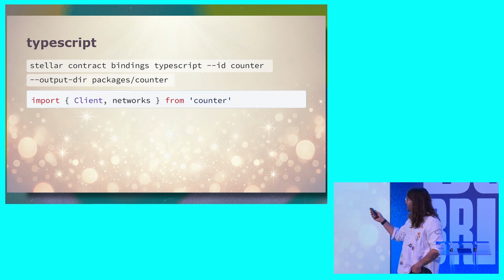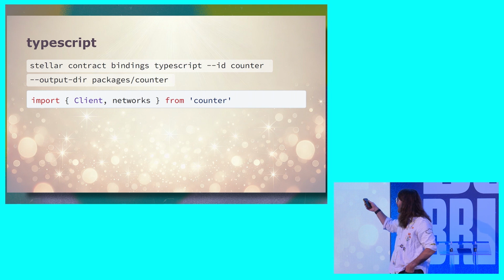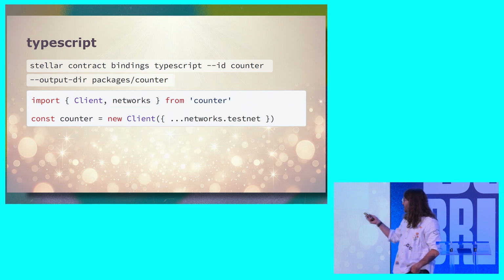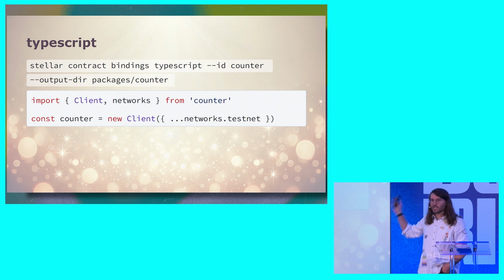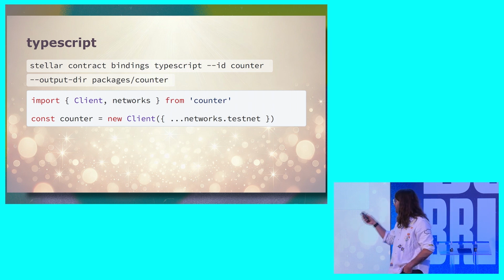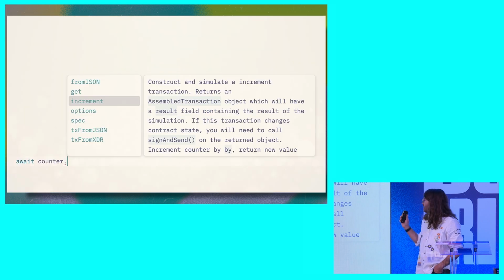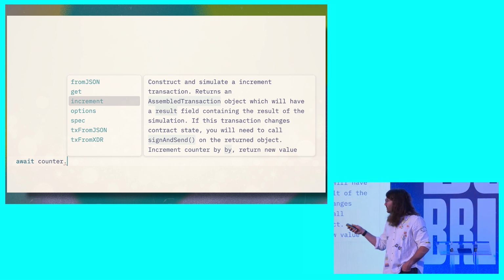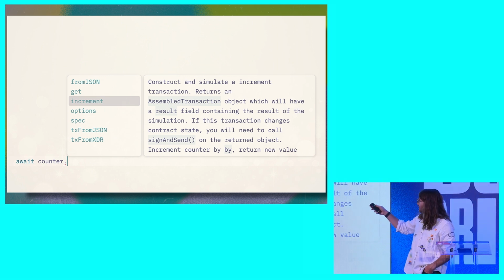And then you can import client and networks from that packages/counter, right? That's the name of the package. And then when you instantiate it, counter equals new client, and you can say .networks.testnet. That puts in the ID and the network passphrase for you. You would still have to bring your own RPC URL. But then you get all of the type ahead that you're used to with any NPM package, right? Counter dot, and you get the get method and the increment method.